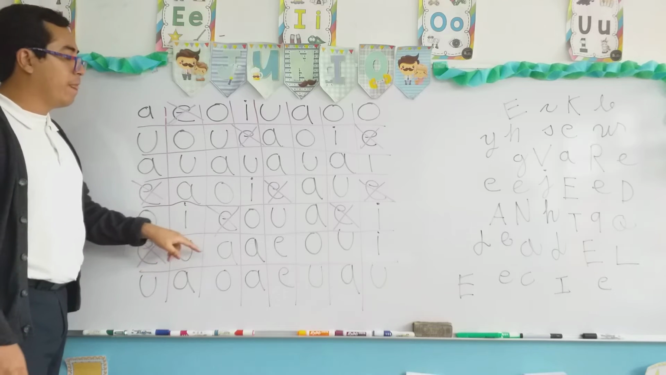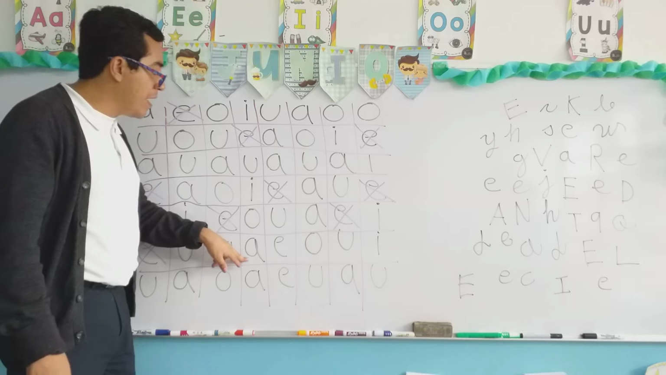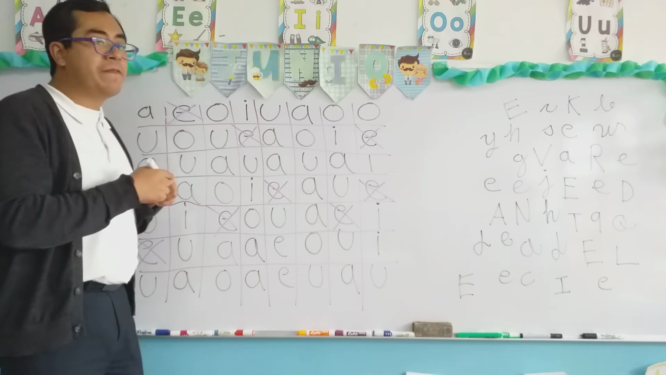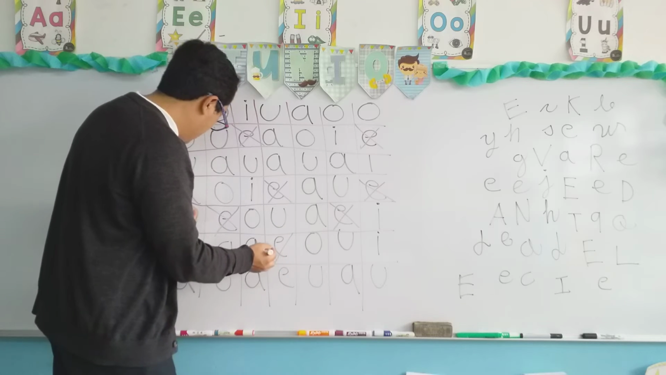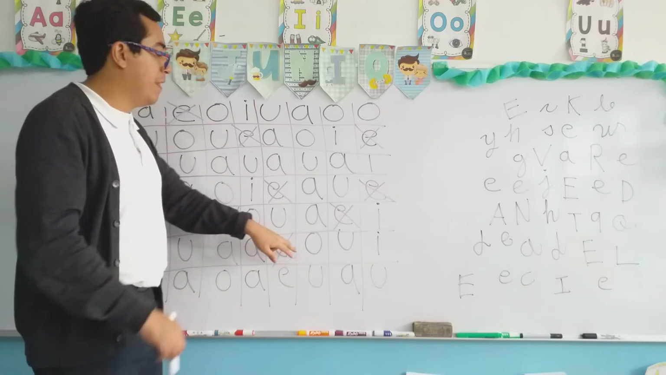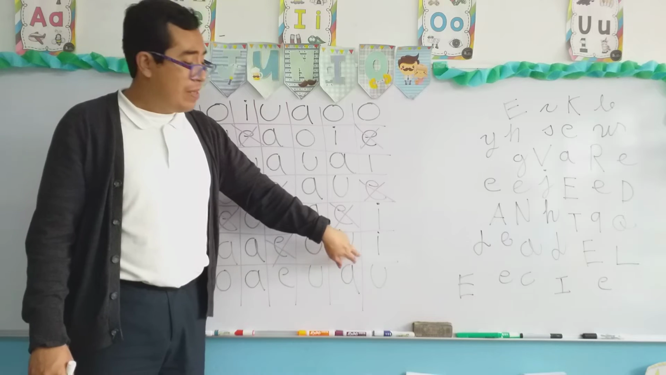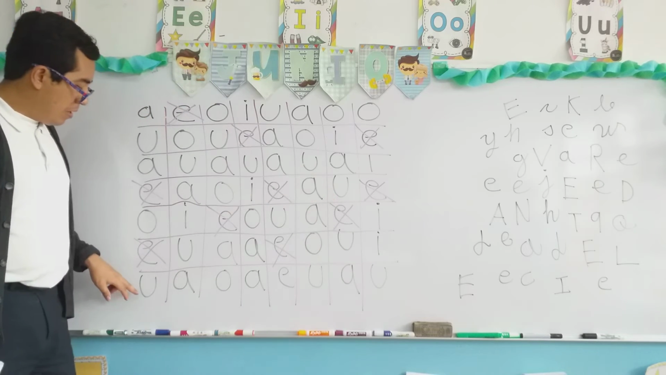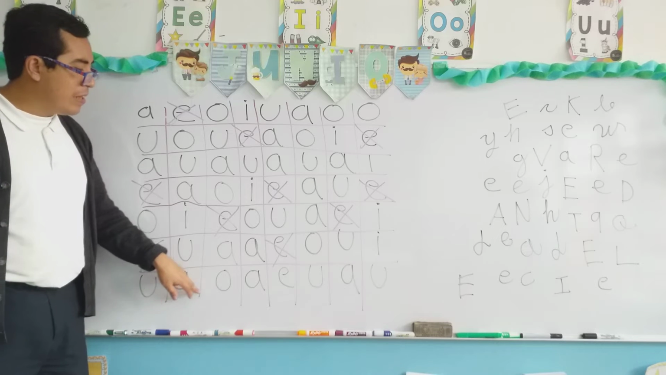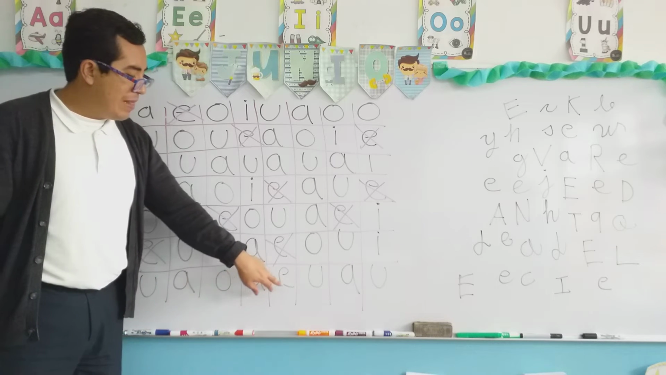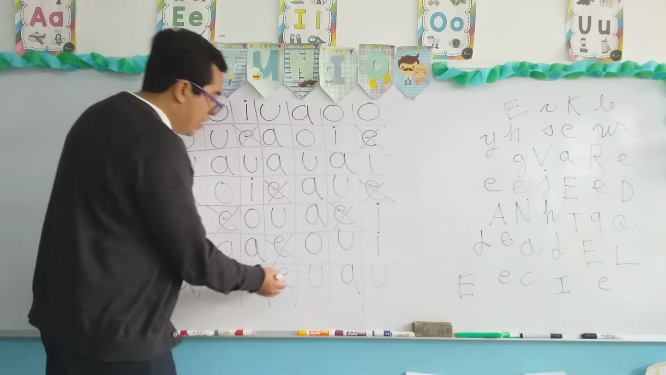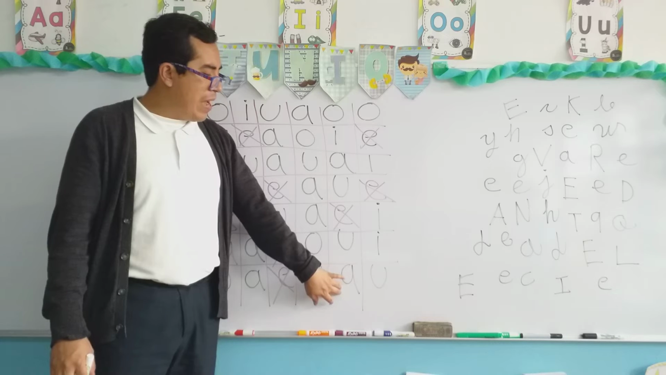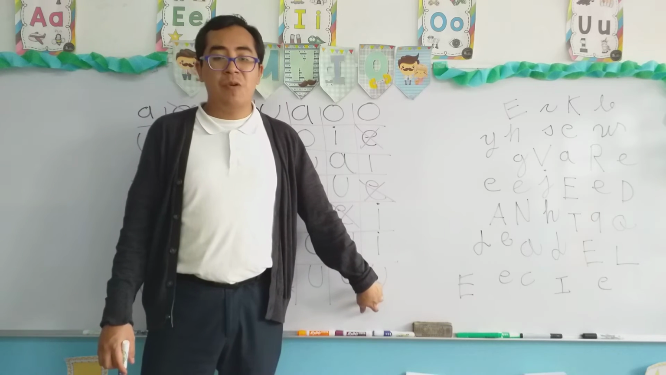Letter U, letter A, letter A, letter E, almost at the half of the row, casi en medio de la fila. Letter O, letter U, and letter I. And let's check the final row. Letter U, letter A, letter O, letter A, letter E. Once again, right here in the middle of it. Letter U, letter A, and letter U.